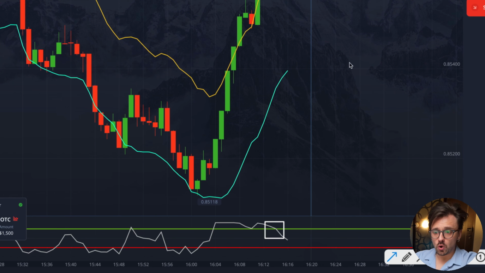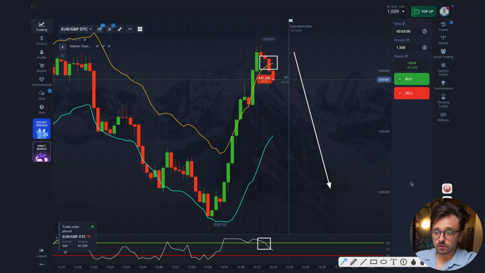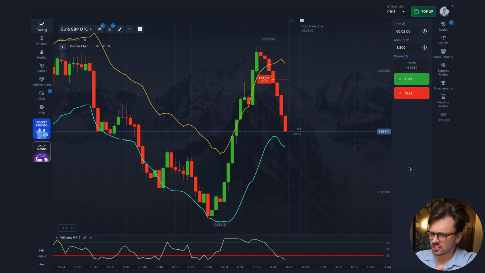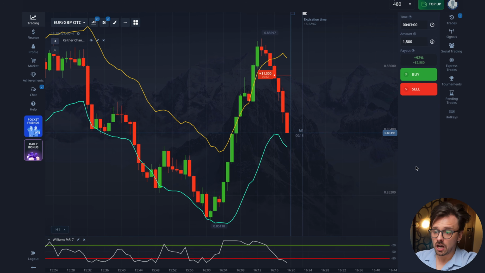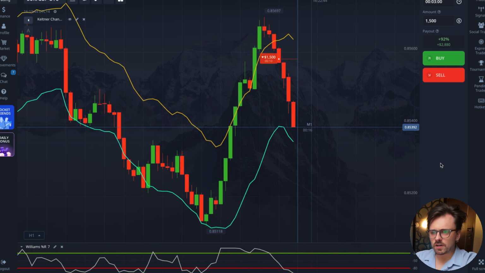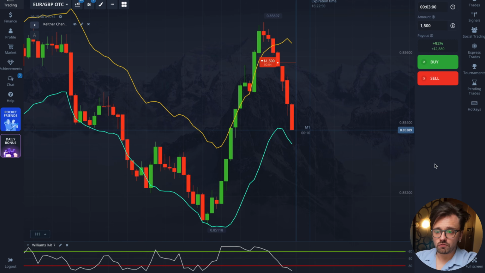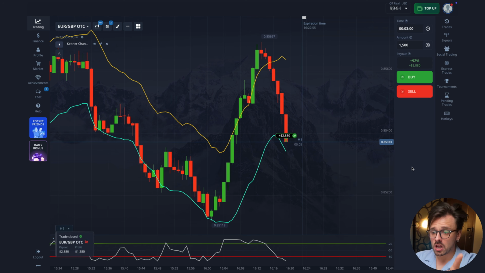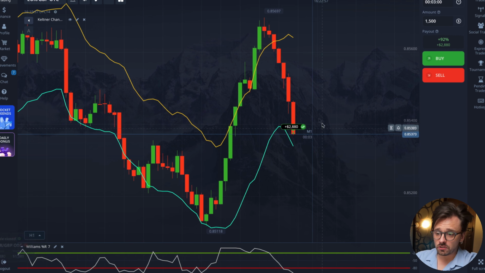Williams line rose into the zone above -20, overbought again. Then it reversed downward, crossing minus 20 from above. This confirms buyers are exhausted and now is a good time to sell. A series of red candles confirms the ongoing drop. So once again, three confirmations. Price back inside the Keltner range, Williams dropping below overbought, candles confirming the decline. It's a strong sell setup. Waiting for the trade closure, $2,880. I think it's quite amazing, and I'm pretty sure you would agree.